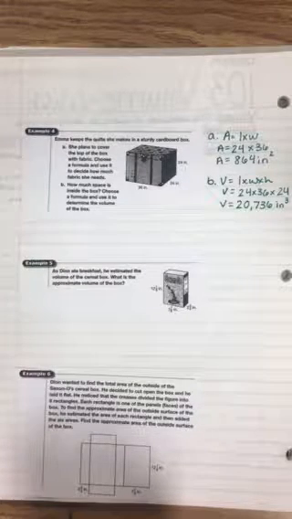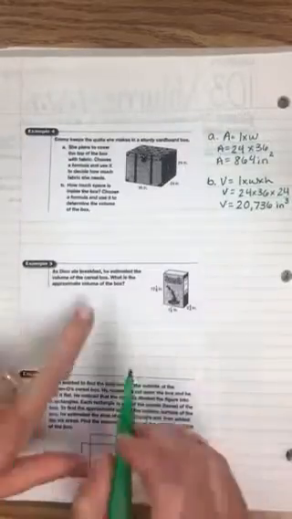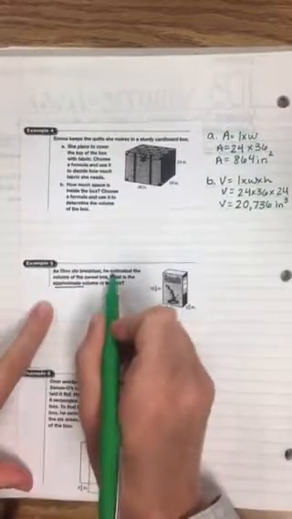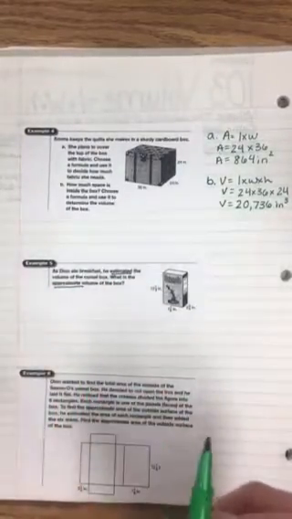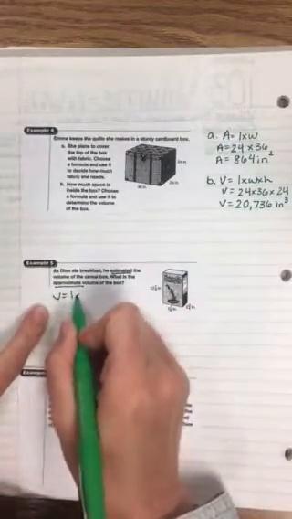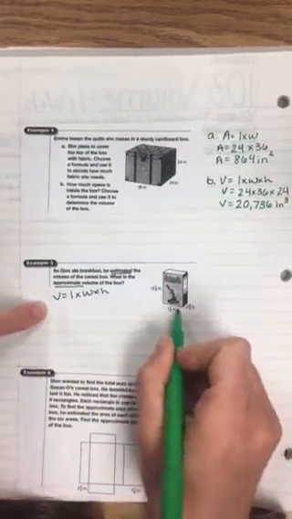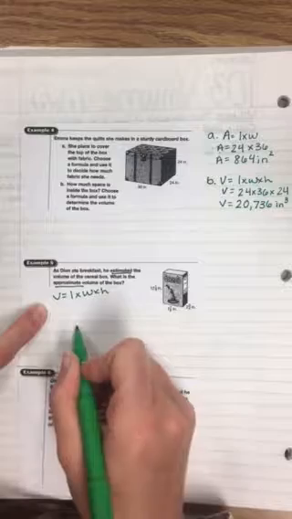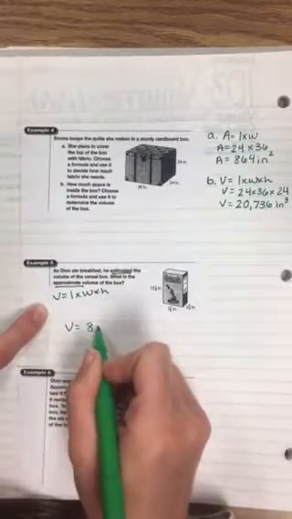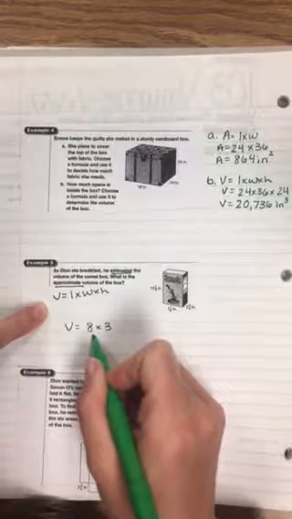Example 5. As Dion ate breakfast, he estimated the volume of a cereal box. What was the approximate volume of the cereal box? So approximate and estimated means we don't need the exact number. So we're going to round. So volume we know equals length times width times height. So the length is 7 7/8. We're going to round that to 8. The width is 2 3/4. We're going to round that to 3.